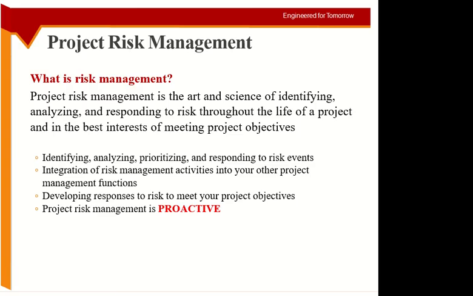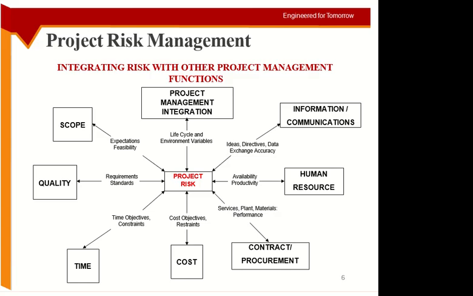Okay. So, the later points, as I already mentioned, are that you integrate risk management in your overall management plan. And you should do it proactively before the risk happens, and in the end your action should be the one which will be best for meeting the project objectives. So how do we integrate risk with other project management functions?